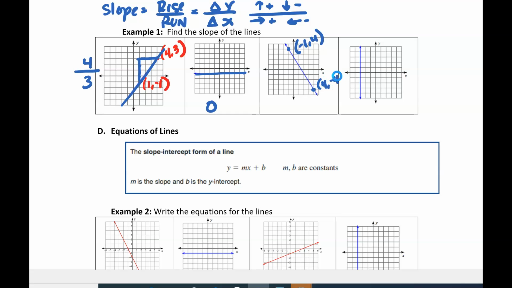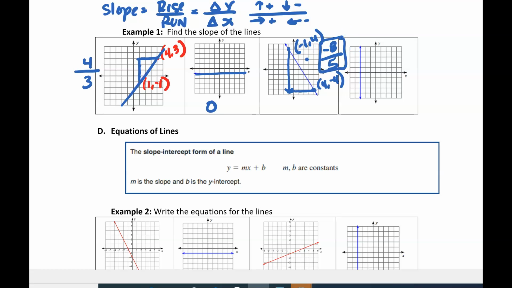So 4, -4. So if I count here, I'm going to go down 1, 2, 3, 4, 5, 6, 7, 8. So I go down 8. To the right, 1, 2, 3, 4, 5. So I get a slope of -8/5.